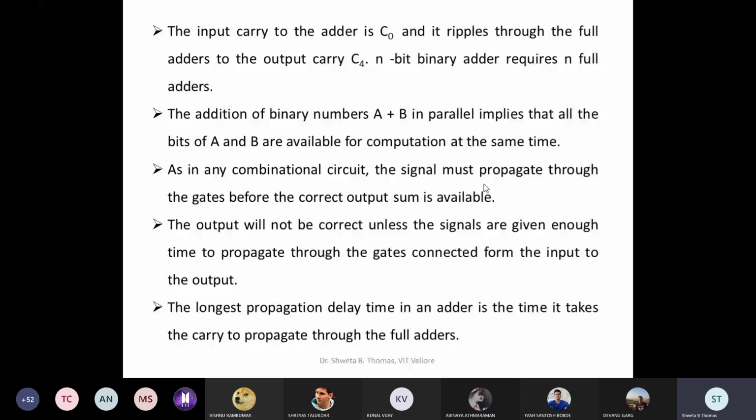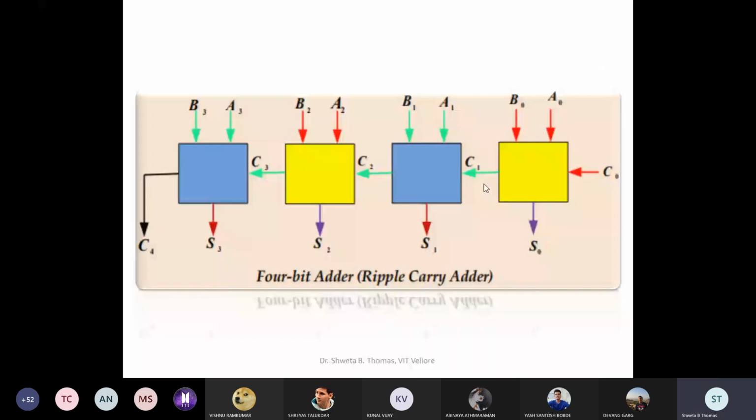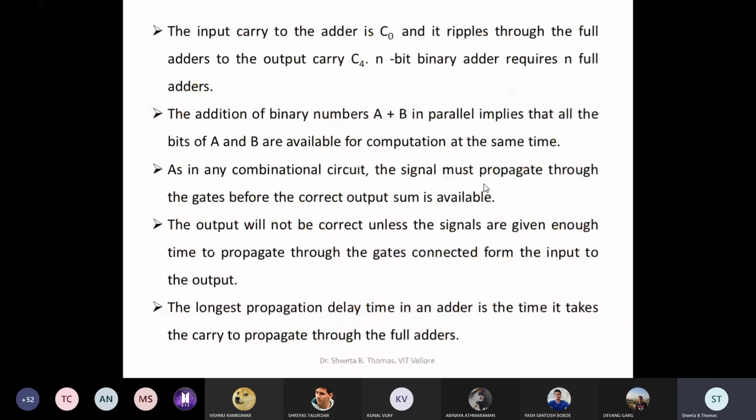An N-bit binary adder requires N full adders. Understood? For 4-bit values, since we took 4 adders. So for N-bit binary number addition, how many full adders do you need? You need N full adders. The addition of binary numbers A and B in parallel implies that all the bits of A and B are available for computation at the same time. Yes or no? Then only you gain the speed of the full adder, or else the speed will be reduced.